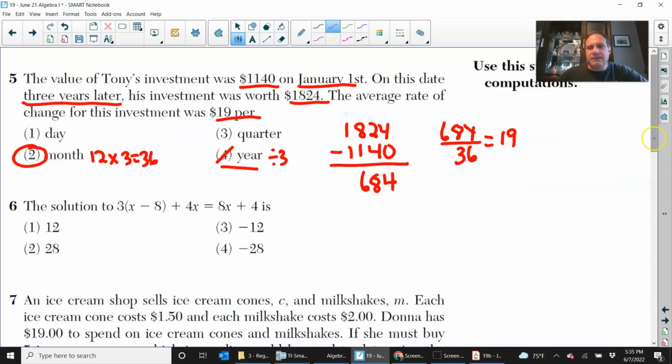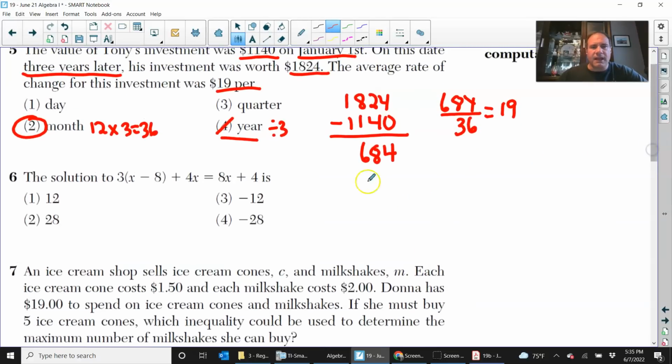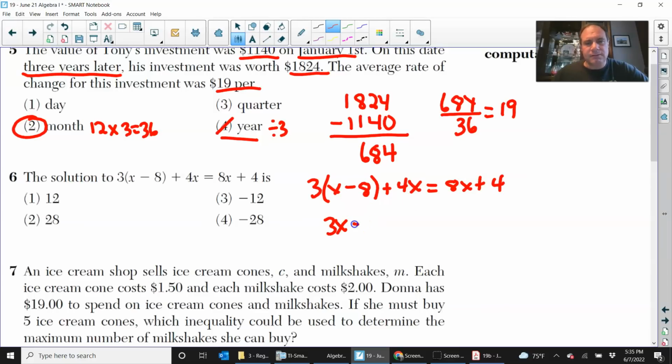Right, so this next one here is just solving for x. So I'm just going to rewrite this. I'm going to do the distributive property: 3x minus 24 plus 4x equals 8x plus 4. Combine like terms on the left side. That is 3x plus 4x, that's 7x minus 24 equals 8x plus 4.